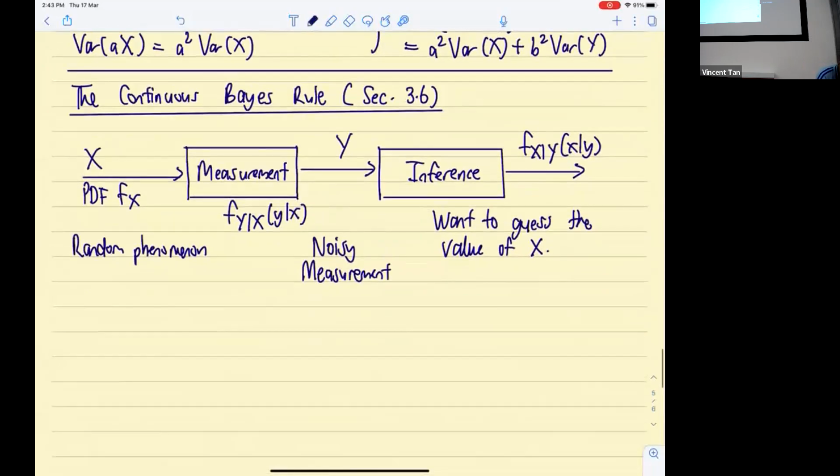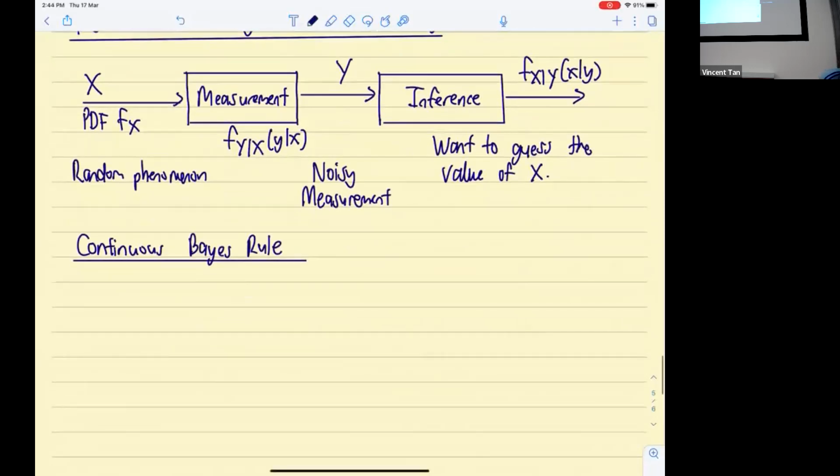Okay, so how do we get this? We get this through the continuous Bayes rule. And this is super important in other classes if you want to do machine learning. All right, there's this whole area of probabilistic machine learning that uses all these things. All right, something I teach also.